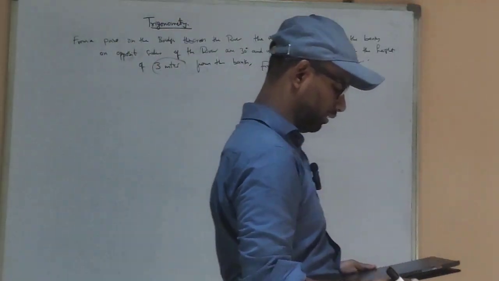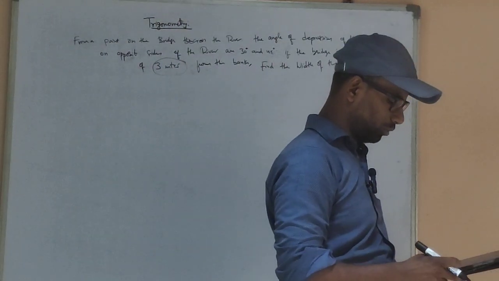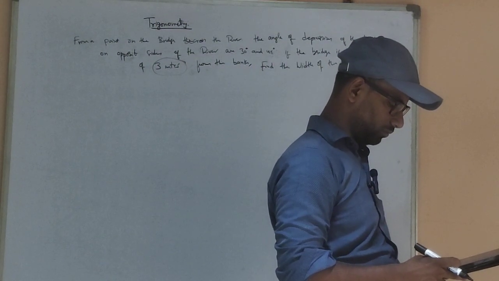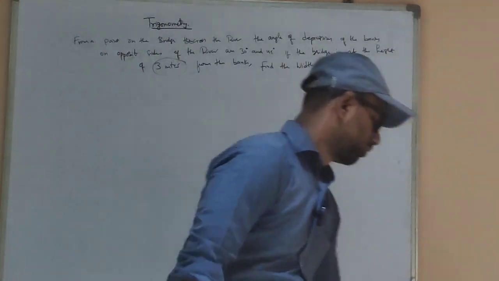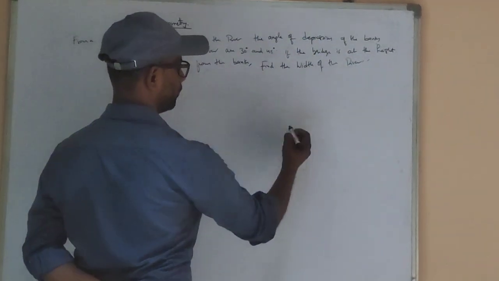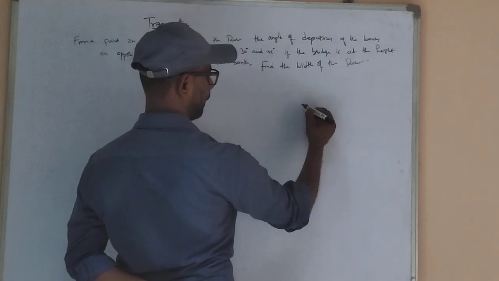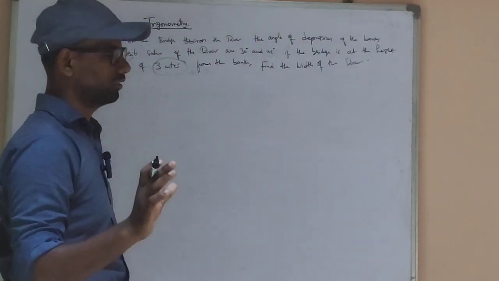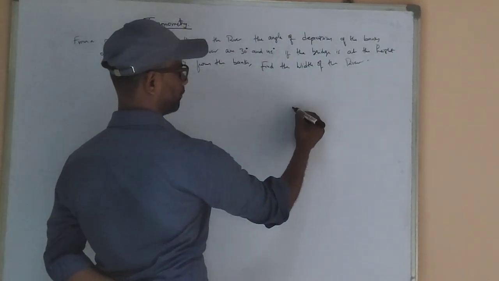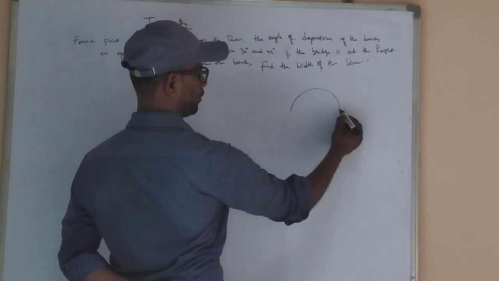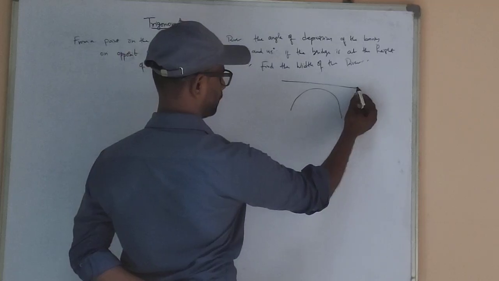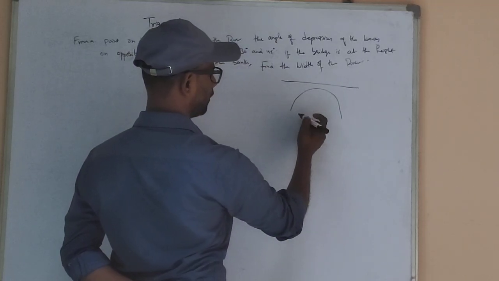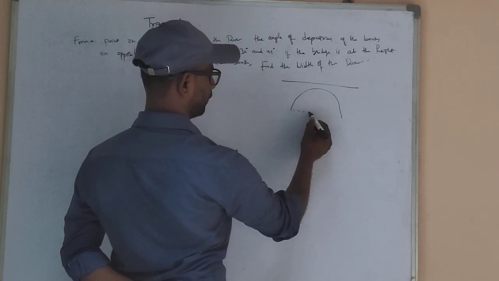Okay. Now see here. It's a very simple question. So just what we have to do: just assume or just draw a rough diagram of the bridge. So this is the big bridge. Okay. Here is the river flowing.